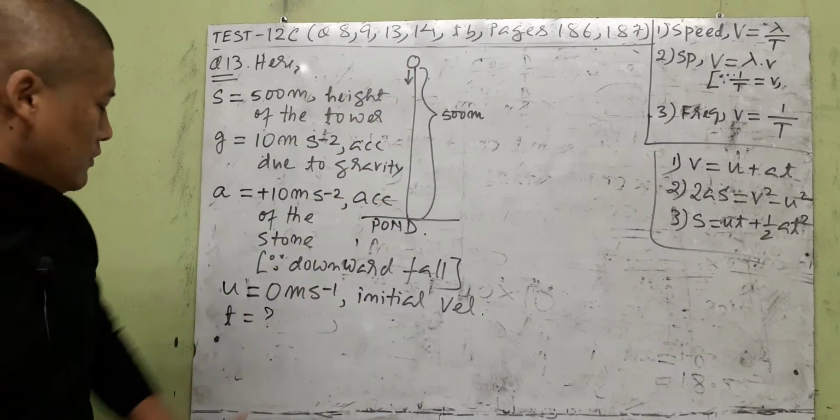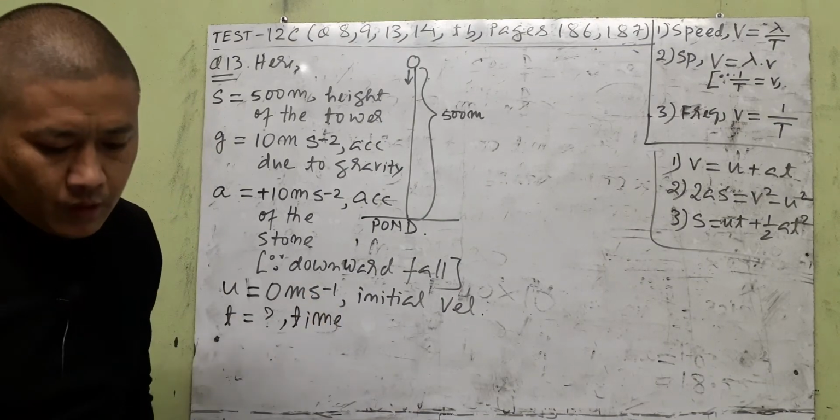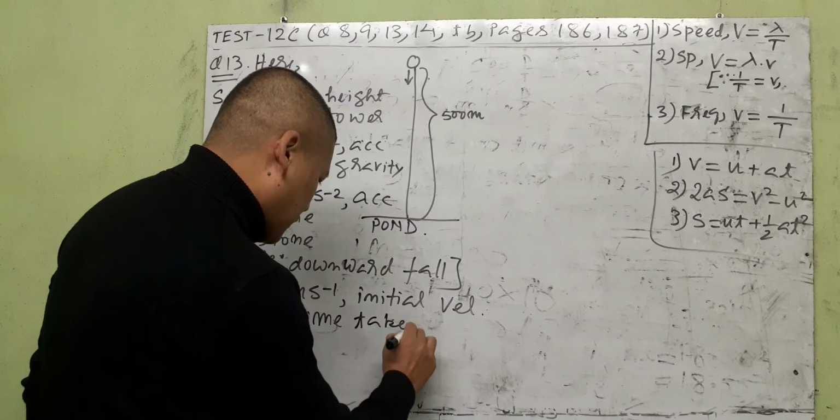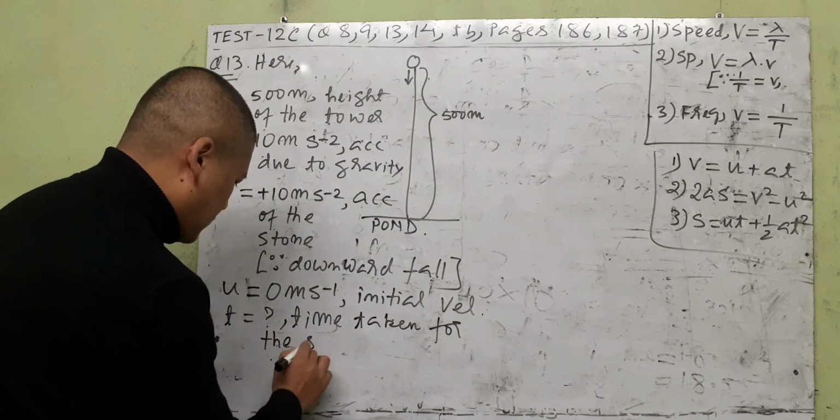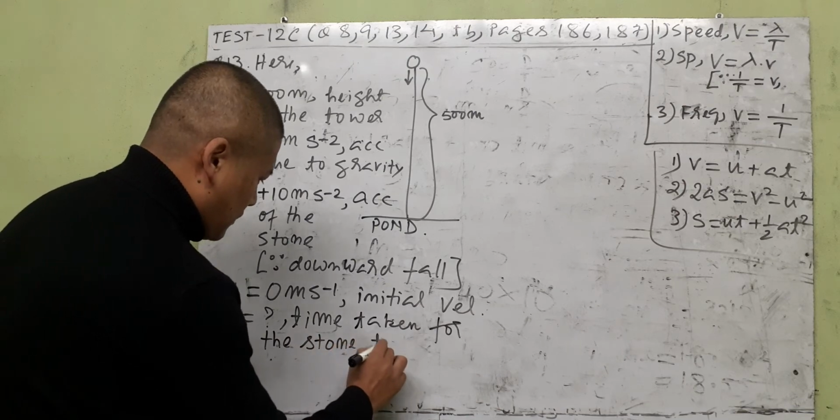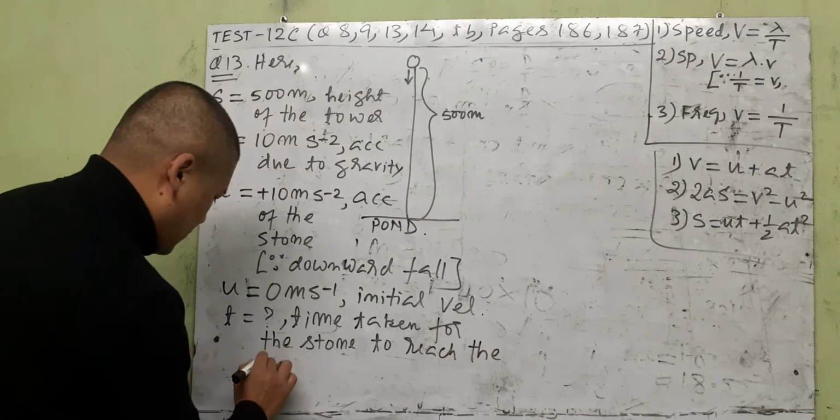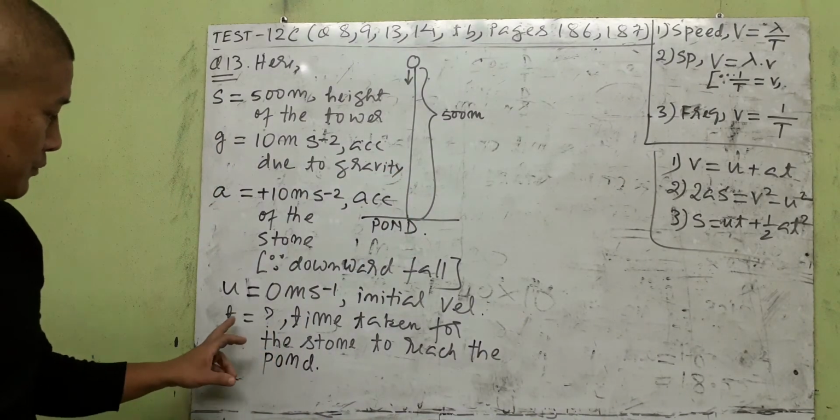So t is the time taken for the stone to reach the pond. To travel 500 meters, this is the time taken for the stone, that is what we want to find, taken for the stone to reach the pond. So among the three, let us choose which is going to fit our purpose to find t.